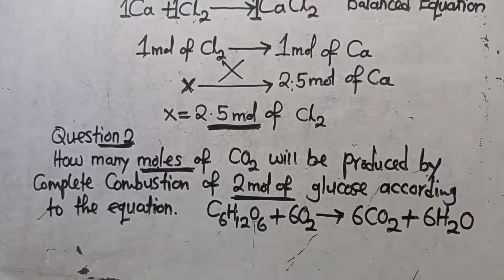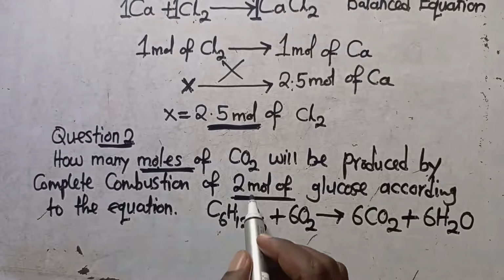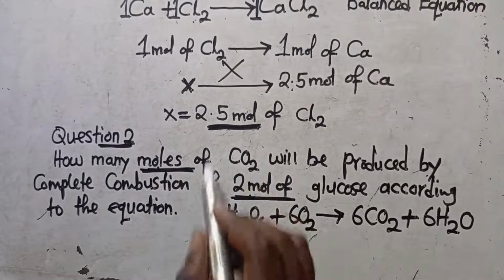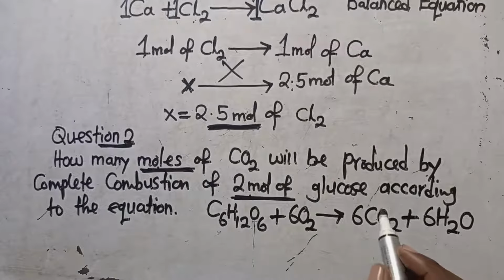Mole-to-mole calculation. So you just get what you are taught to find and what you are given in the question. Then you are going to know the kind of equation that you are dealing with. So we are dealing with a mole-to-mole calculation. They are telling us how many moles of carbon dioxide. So carbon dioxide is here.